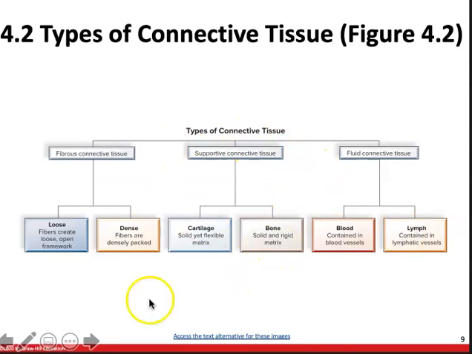The next group will be our supportive connective tissues. There are two main types, cartilage and bone. Both of them function in structure, but they vary in structure, shape, and protection and leverage for movement.